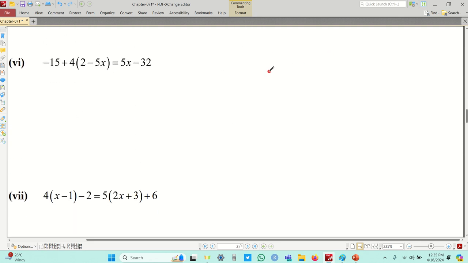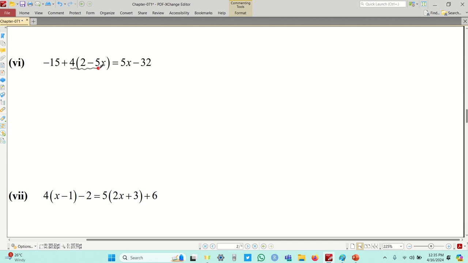So the steps are very clear. It is not very difficult. First, you need to simplify. Clear. Then you need to bring x terms together, constant terms together, and do it easily. Now this question is a little difficult. Why? Because in this question there are x terms on both sides. So, okay, let us solve.